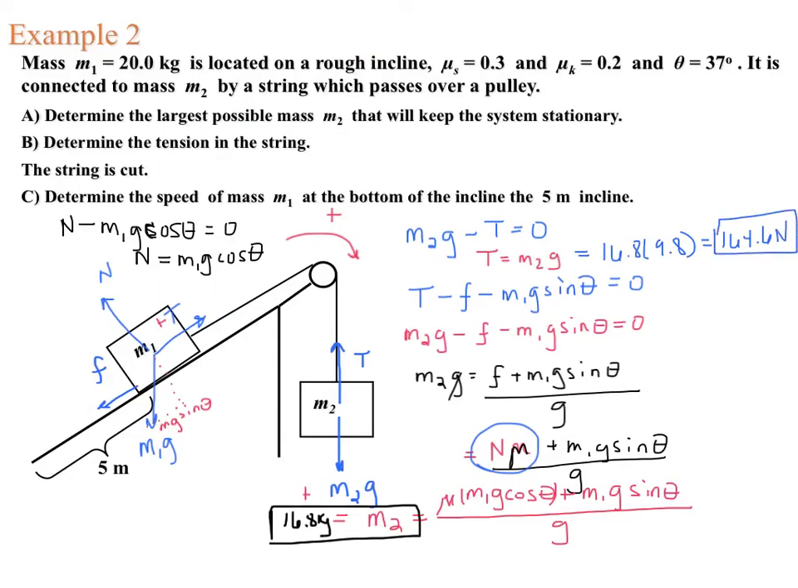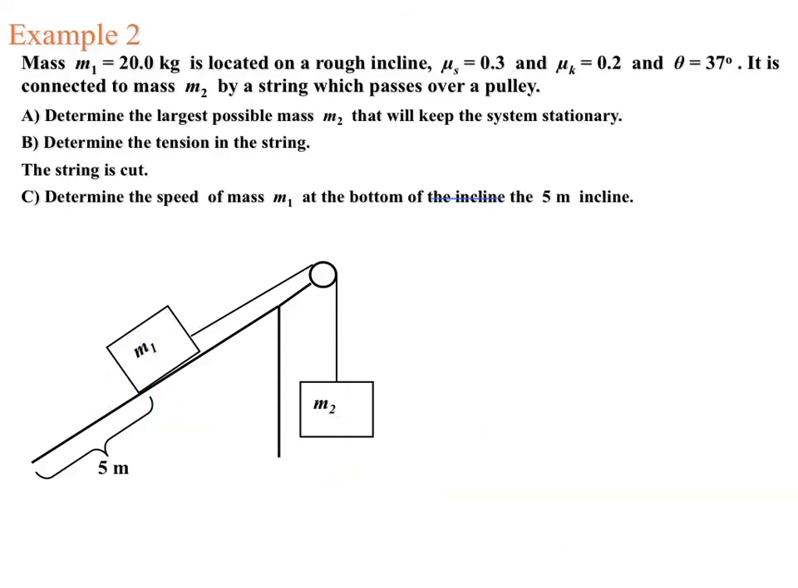Now, part C asks us to determine the speed of the mass m1 at the bottom of the 5-meter incline. So here, our string has been cut. So this part no longer interests us. We are only concerned with this part now.